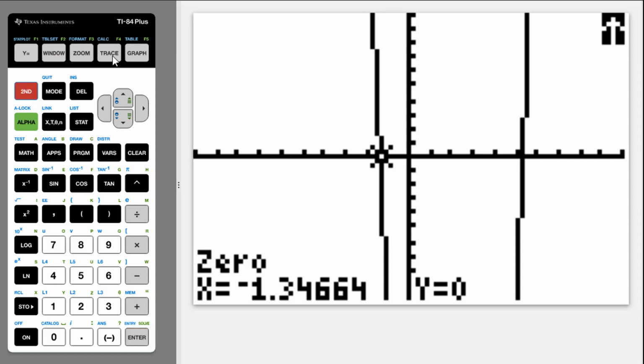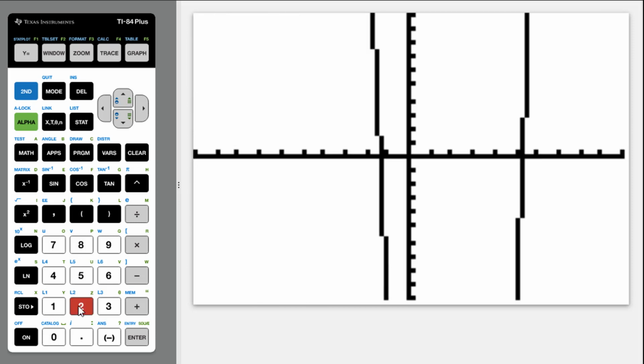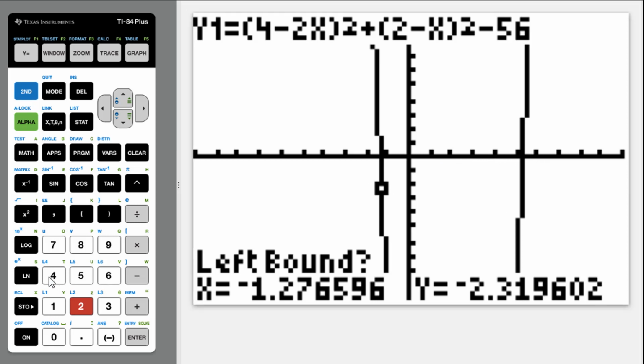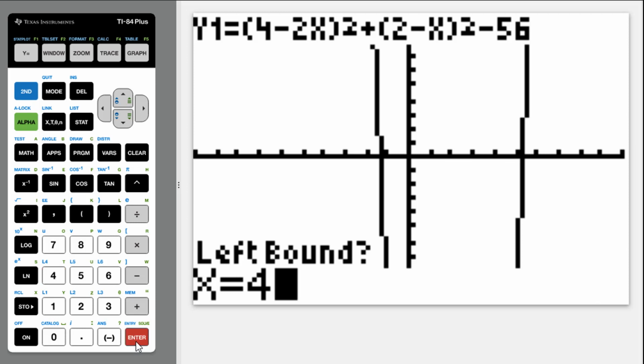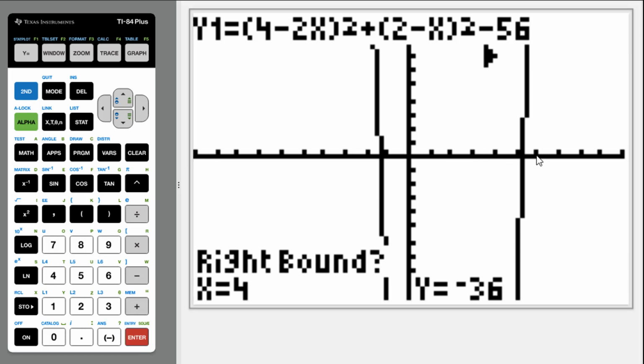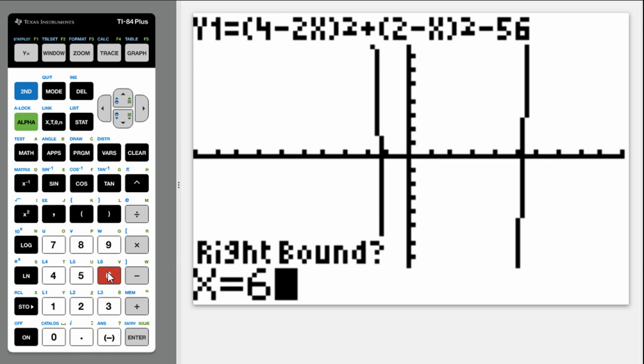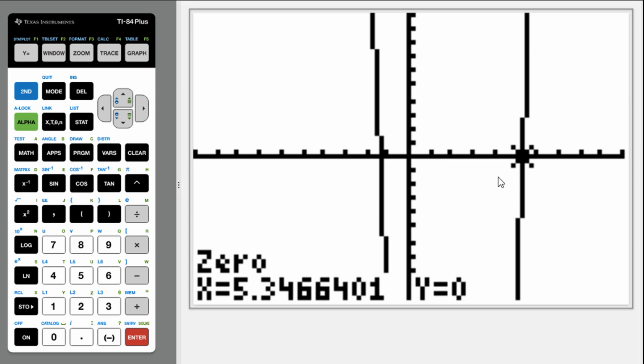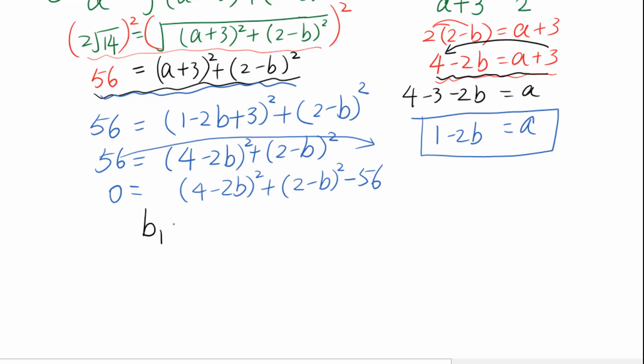Then get the other zero. We will do second trace 2. 1, 2, 3, 4, 5, 6. So you can do left bound as 4, enter. This is a 6. Right bound 6. Enter, then enter. You will get 5.35. So we get B1 equals -1.35. B2 equals 5.35.